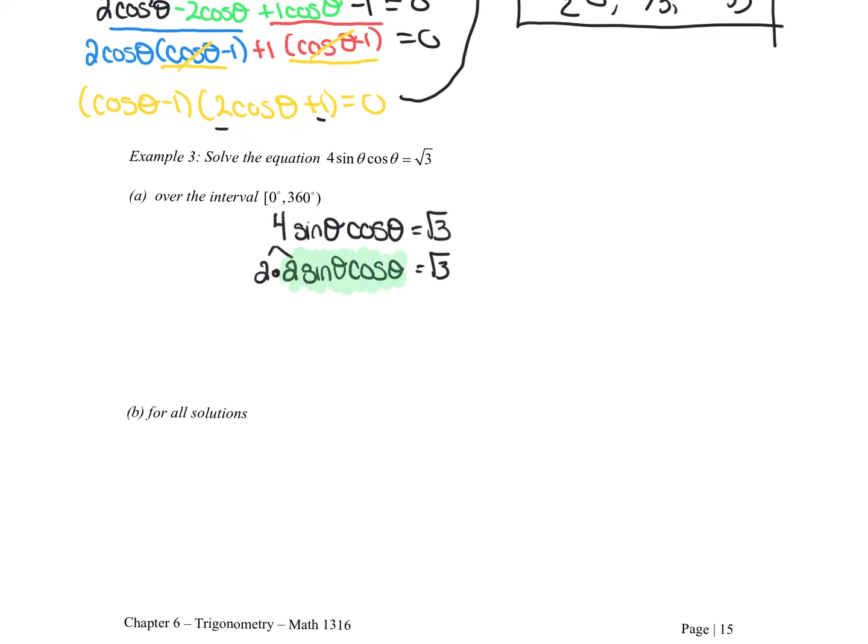as sine of 2 theta. It's a double angle formula. So I have 2 times sine of 2 theta equals √3. I can divide this 2 over right here. And when I do that, I get sine of 2 theta equals √3 over 2.